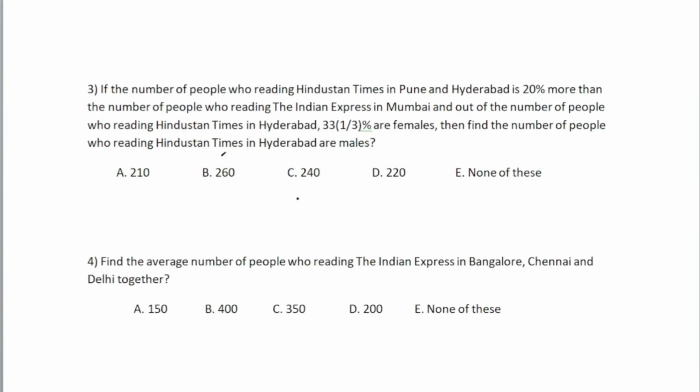If the number of people who read Hindustan Times in Pune and Hyderabad is 20% more than the number of people who read the Indian Express in Mumbai, and out of the number of people who read Hindustan Times in Hyderabad, 33 1/3% are females, and the rest are males, then find the number of people who read Hindustan Times in Hyderabad who are males. Okay, if the number of people who read Hindustan Times in Pune and Hyderabad is 20% more than the number of people who read the Indian Express in Mumbai.